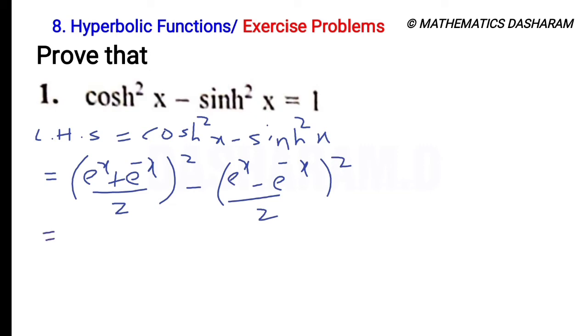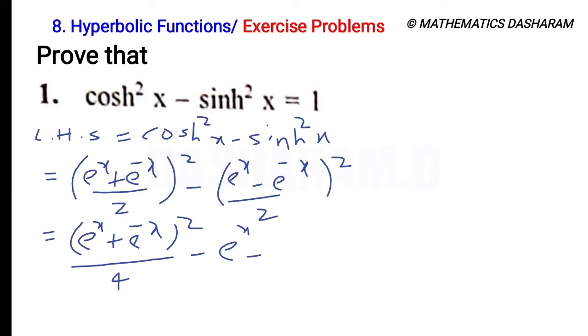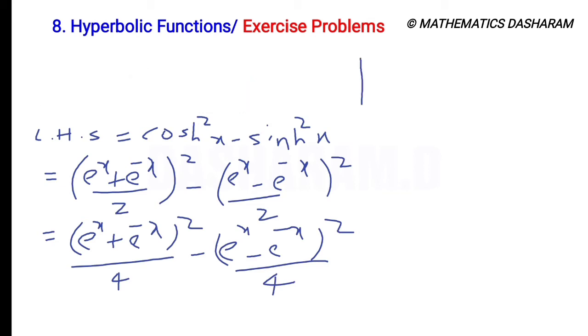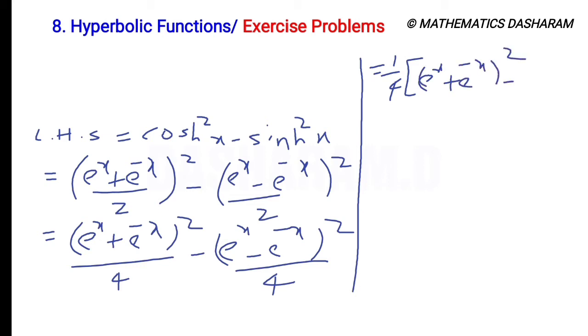So then it is equal to (eˣ + e⁻ˣ) whole square, and apply the square for the denominator, that is 4, minus (eˣ − e⁻ˣ) whole square divided by 4. So then it is equal to, here we can take 1/4 common, so 1/4 bracket of (eˣ + e⁻ˣ)² − (eˣ − e⁻ˣ)².